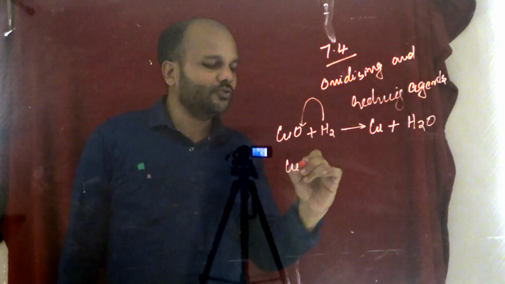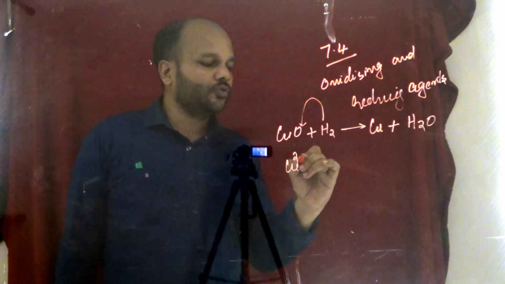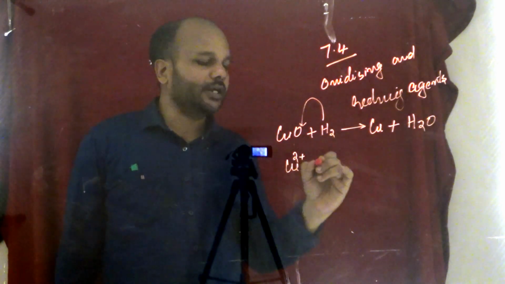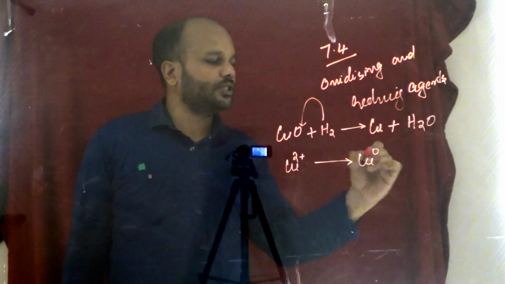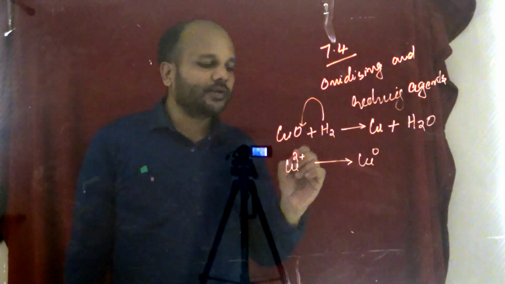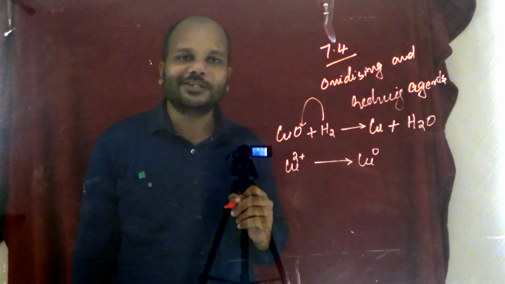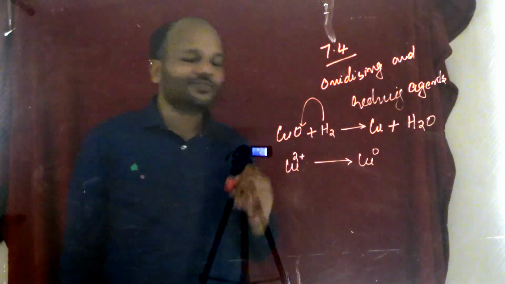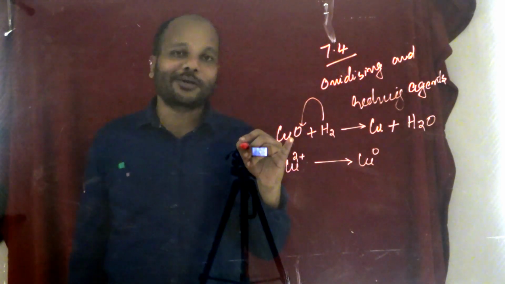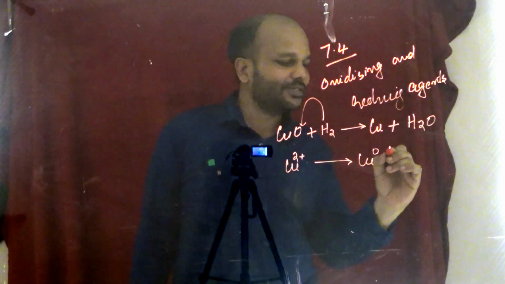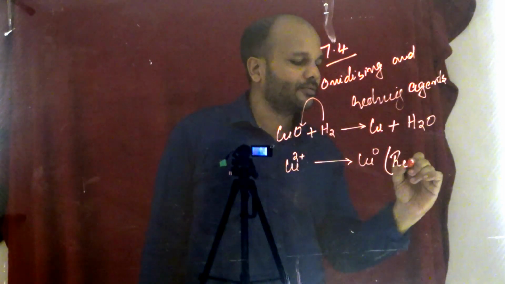Here Cu is in the +2 oxidation state in copper oxide, and when it is in copper, it is in the 0 oxidation state. That means from +2 to 0, its oxidation state is changing. So what does that mean? That means copper oxide is going to get reduced. So this is reduced.